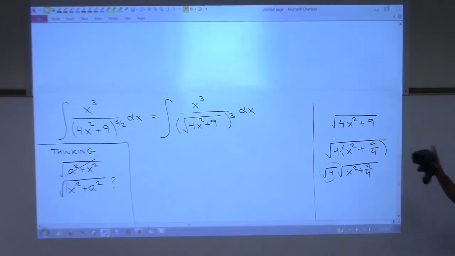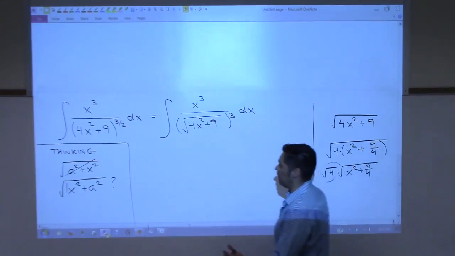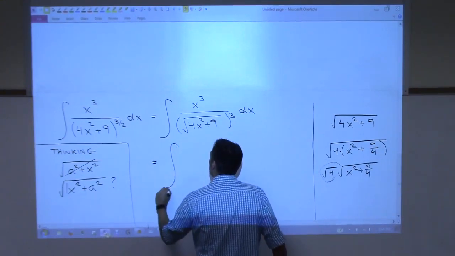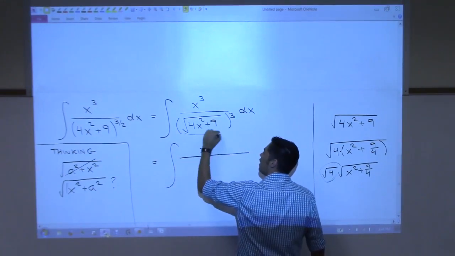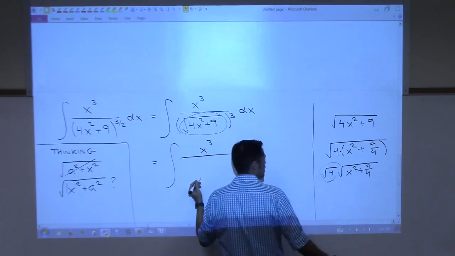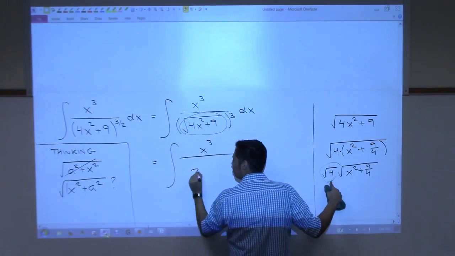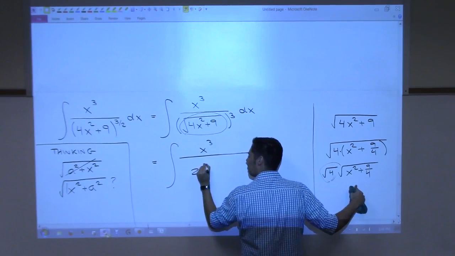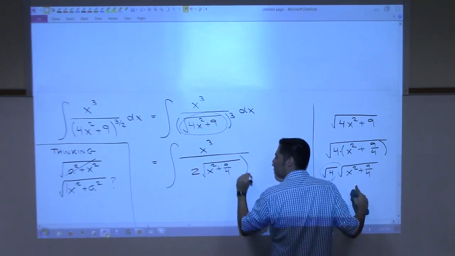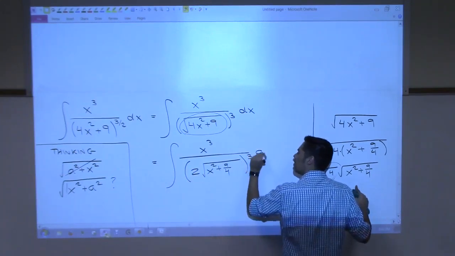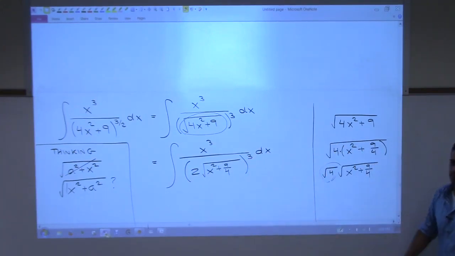All right, so I'm going to rewrite the integral still. I'm not ready to make my trigonometric substitution. I'm just preparing the integrand for my substitution, which is still coming down the road here in a minute. So I've got integral x cubed over this root right here turned into what? Square root of 4, which I'm going to write as 2 root x squared plus 9 fourths, all of this cubed, dx.